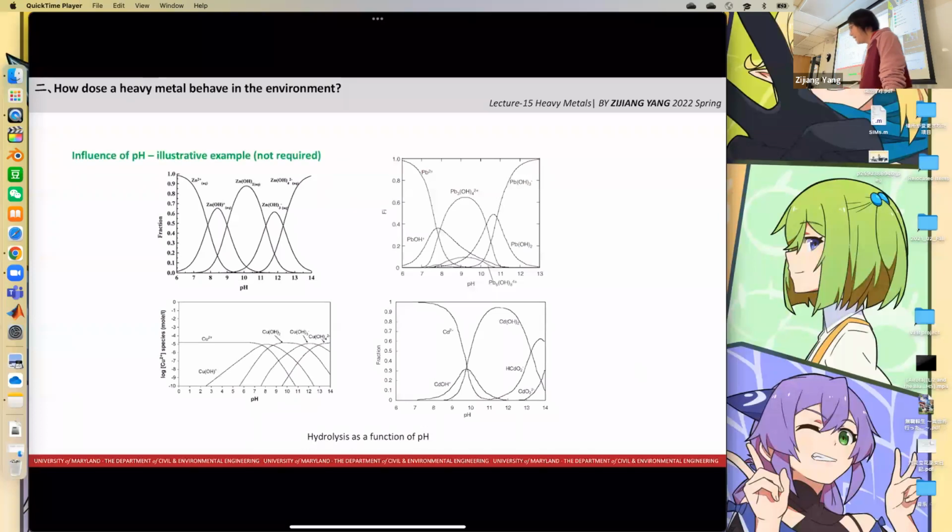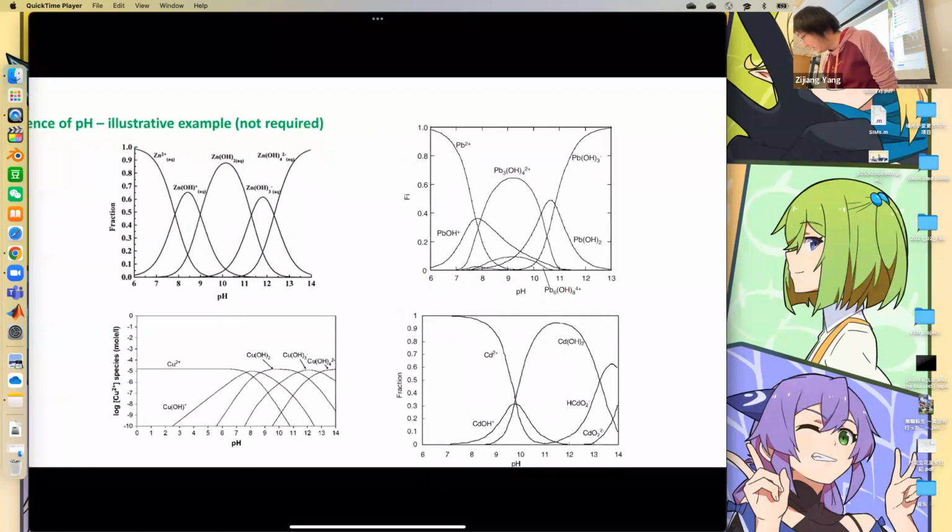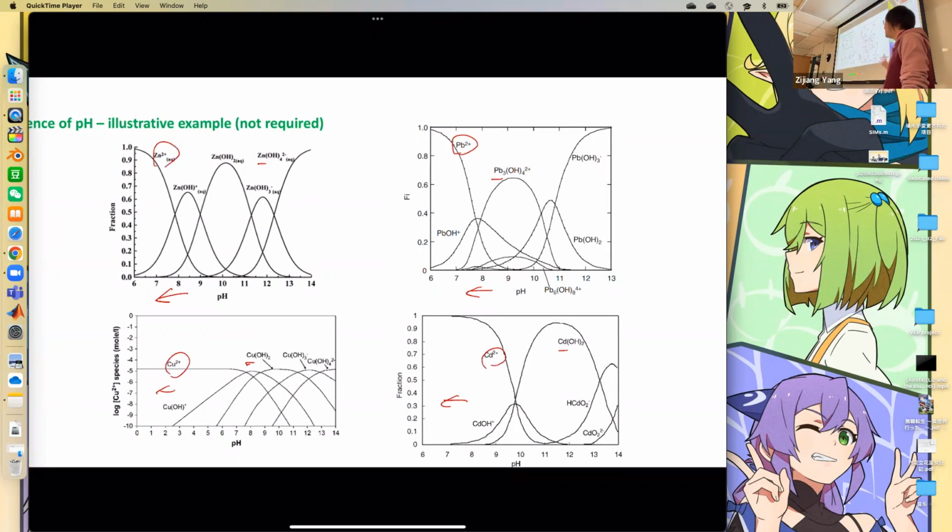And similarly, we can also have this plot of other heavy metals. This one is zinc, this is lead, this is cadmium, and this is copper. And from this plot, we can always see that as the pH decreases, all of the heavy metals will be in the ionic form, which is movable and can be uptaken by the plant, which is bad.